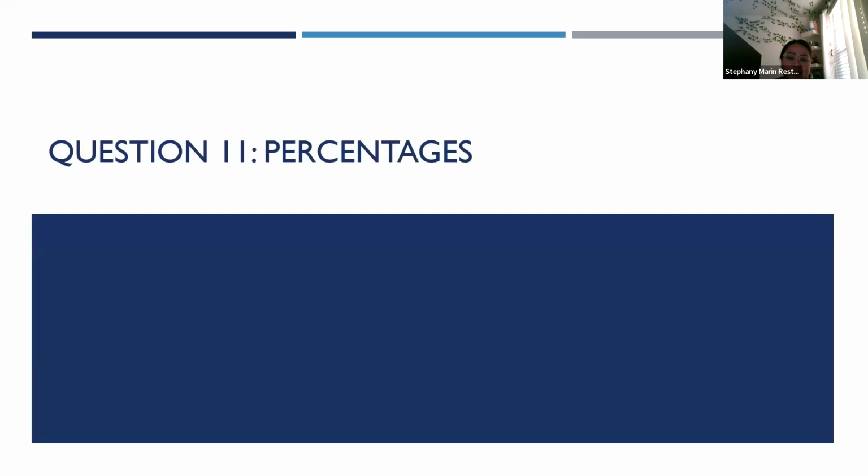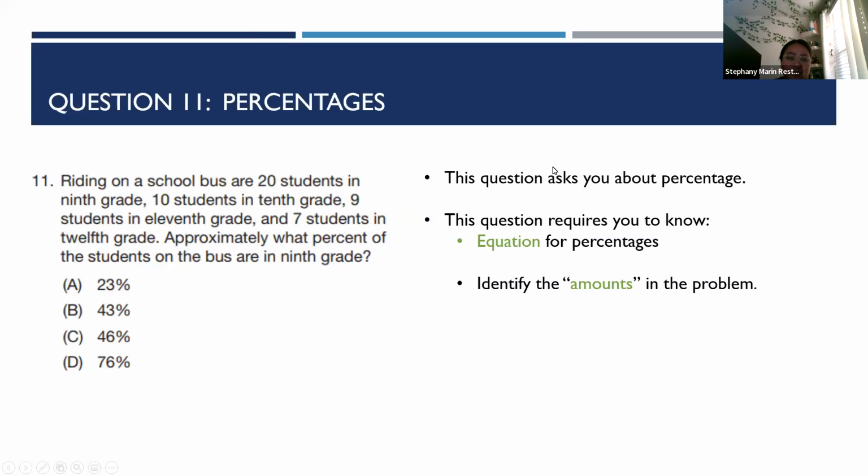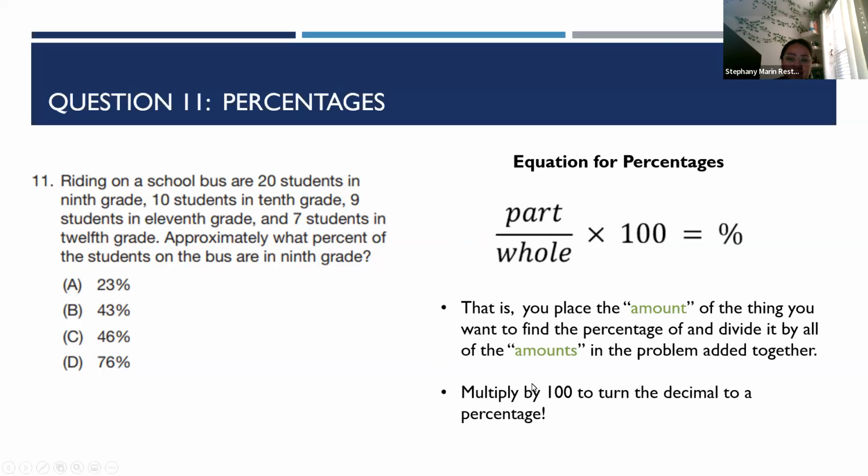And then question 11 is on percentages. This question requires you to know the equation for percentages and to be able to identify the amounts given in a problem. The equation for percentage is the specific part that you're looking for the percentage of, divided by the whole of everything that you're given.